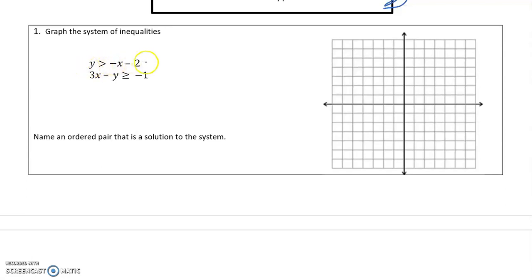First one, it already looks like y equals mx plus b. Your m is -1. Your b is -2. So you start at -2. You go down 1 and over 1. Down 1, over 1. Making sure you fill your entire coordinate plane in both directions.